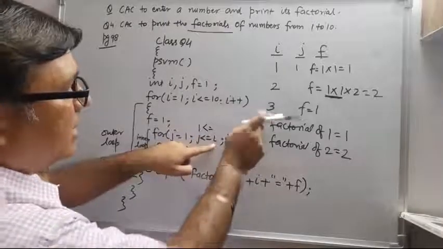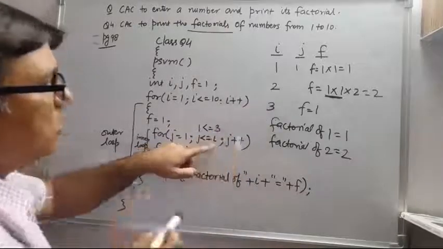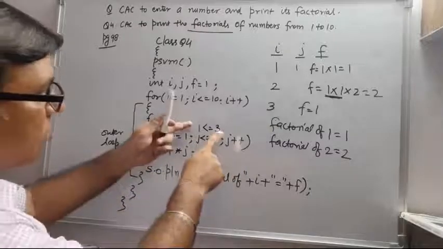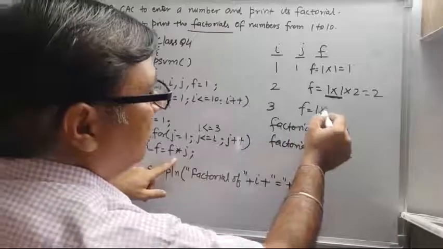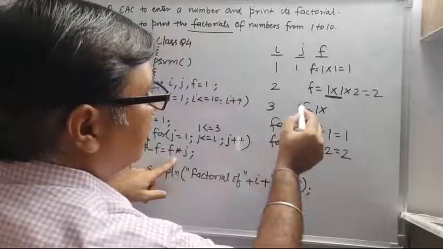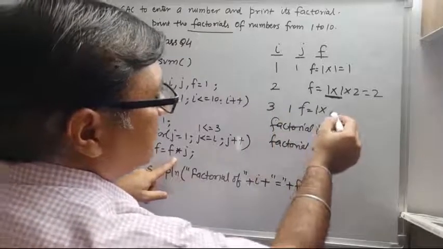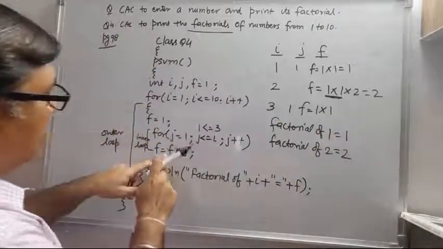What is I? That is 3. So 1 is less than equal to 3. This condition is true. If this is true, this will move. f is equal to f into j. What is j? That is 1. So 1 into 1. This will move again.